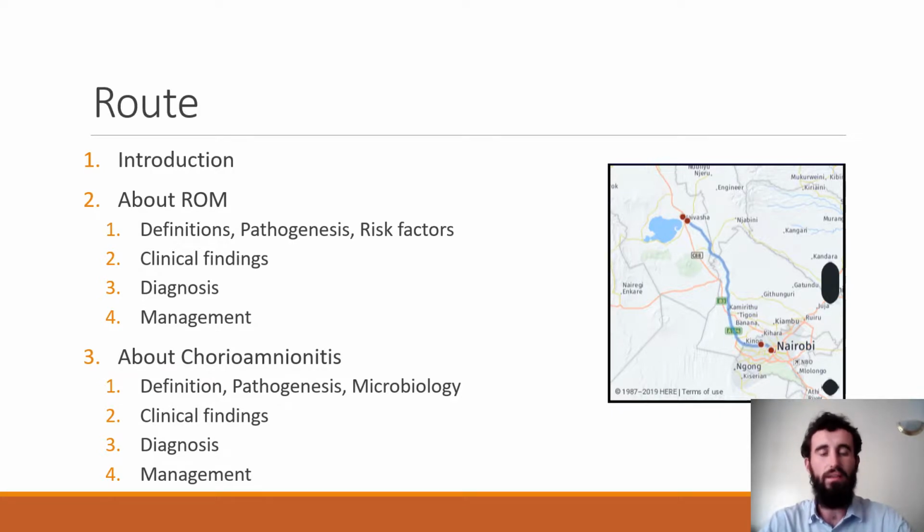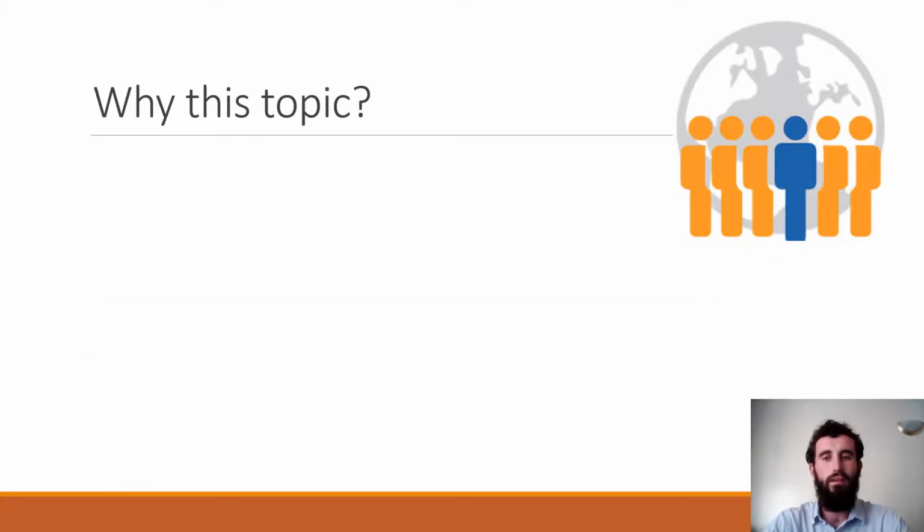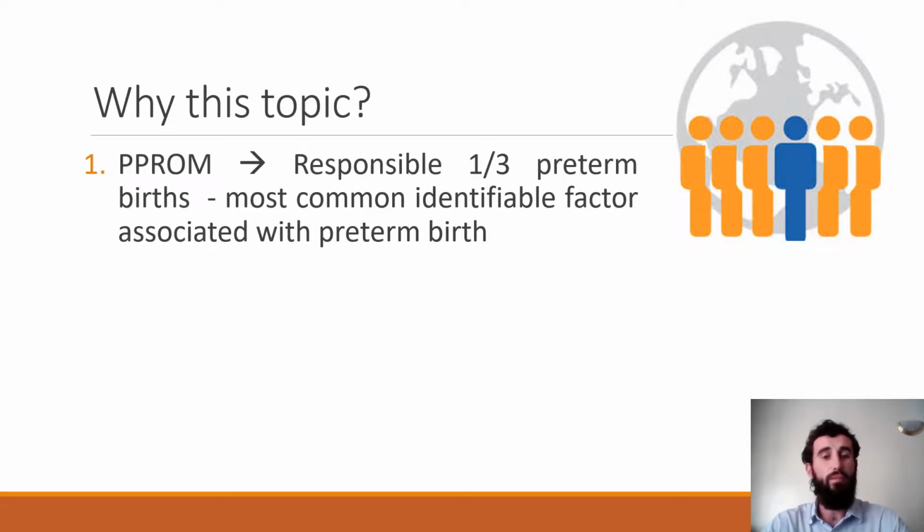What we're going to see in this class is a little introduction and the main concepts about ruptures of membranes and also chorioamnionitis. Why did we decide to talk about this topic? First of all, PROM, whose definition we will see in a few minutes, is responsible for one third of preterm births and is also the most common identifiable factor associated with preterm birth. As we know, preterm birth is the main cause of perinatal death. So we are in front of the most common factor associated with the most common cause of perinatal death.